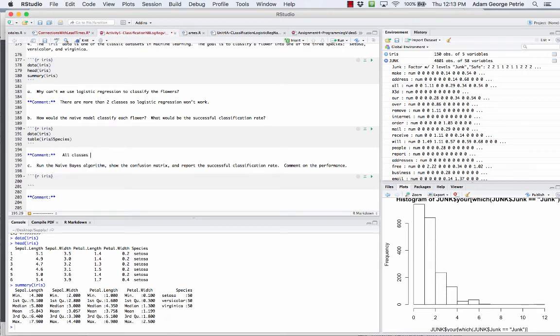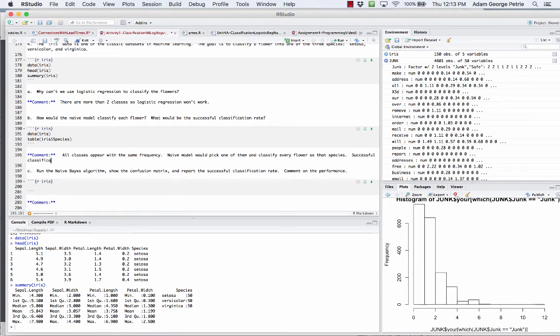So all classes appear with the same frequency. Naive model would pick one of them and classify every flower as that species. Regardless of its choice, though, we see that it's only going to get 50 out of the 150 right. So the successful classification rate would be 1/3, or about 33% here.